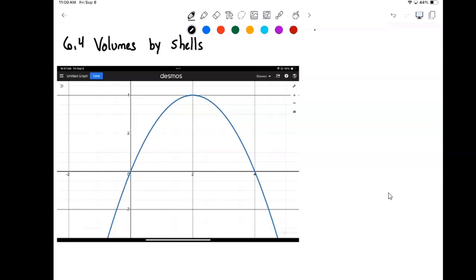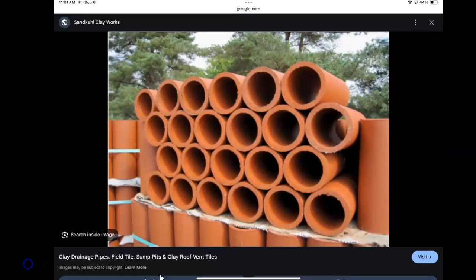The image you want to have in your mind would be if you've ever seen old either concrete or terracotta pipes, kind of like this picture right here with these pipes, where you have a pipe and you have an inside part that's completely empty, and then you have this little shell. This is what we want to think about when we're dealing with cylindrical shells. It's another way to find the volume of a solid.